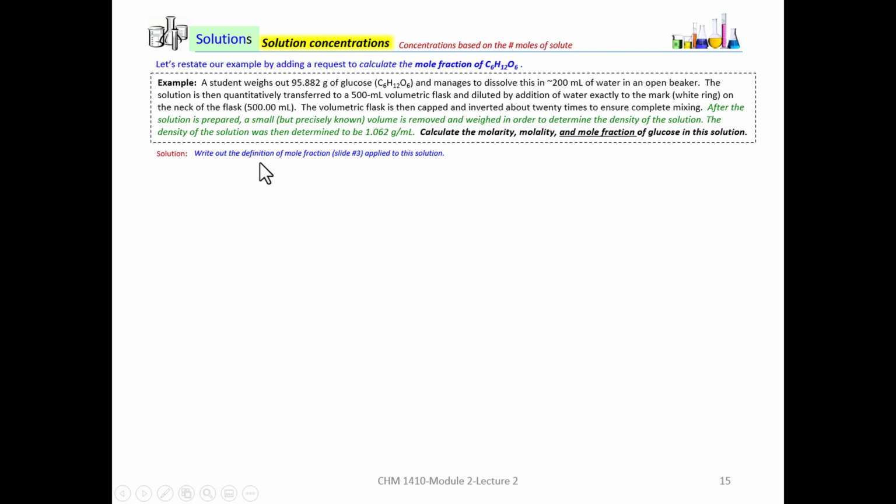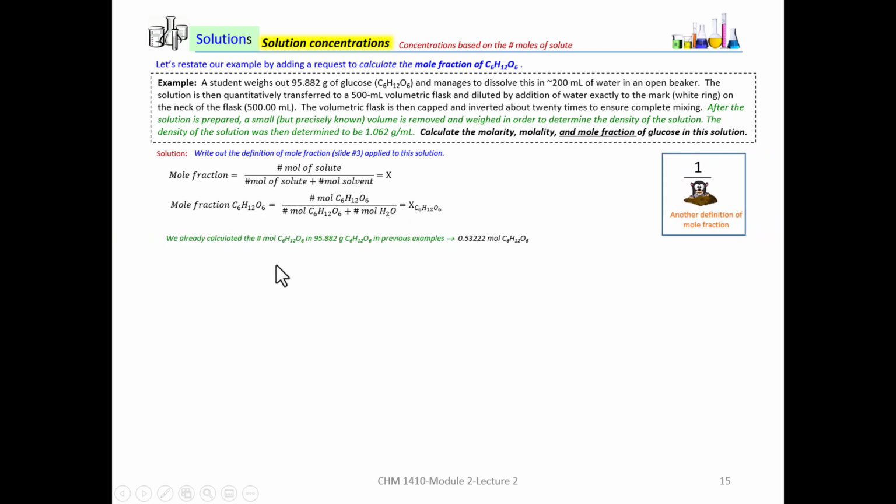Let's write out the definition of mole fraction applied to this particular situation. The mole fraction, which we often symbolize by a capital X, I think more properly a Greek letter chi, of glucose in this situation would be the number of moles of glucose divided by the total moles of everything in solution, which in this case is glucose plus water, and we'd symbolize it like this.